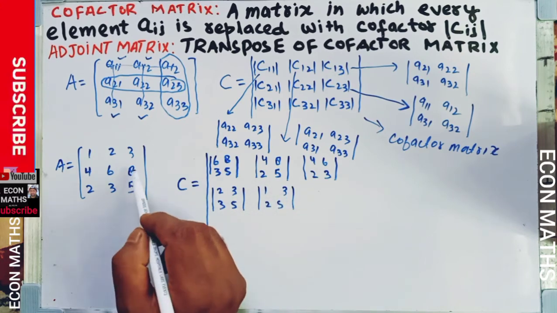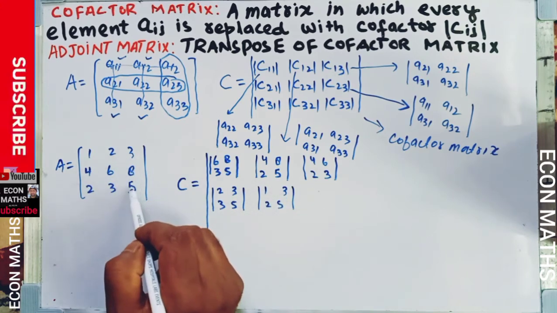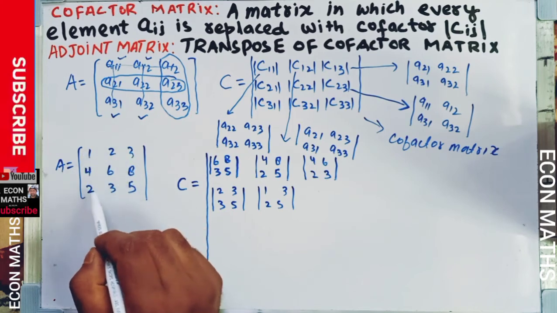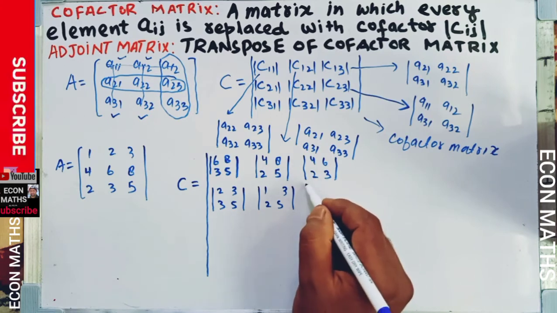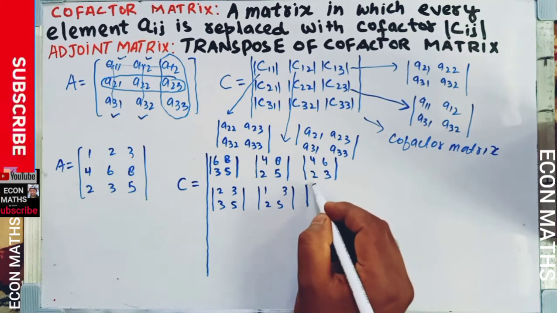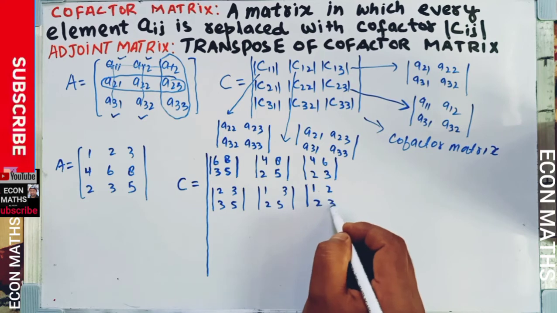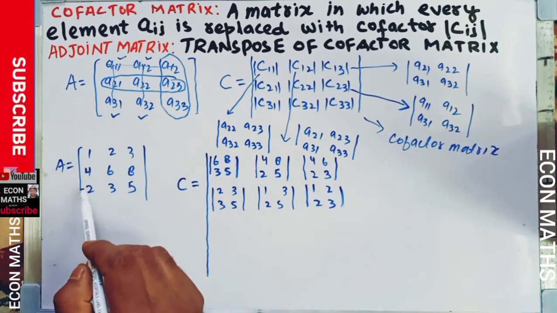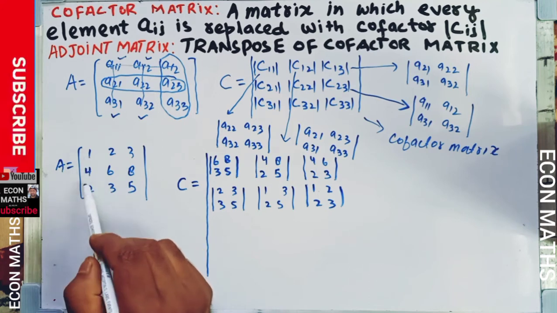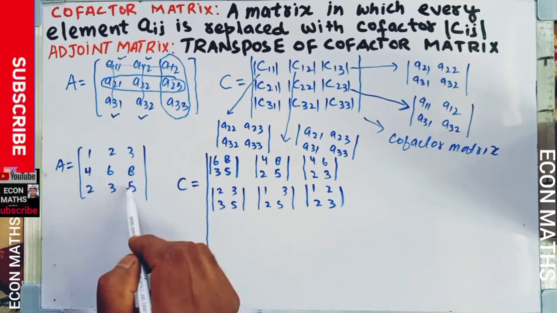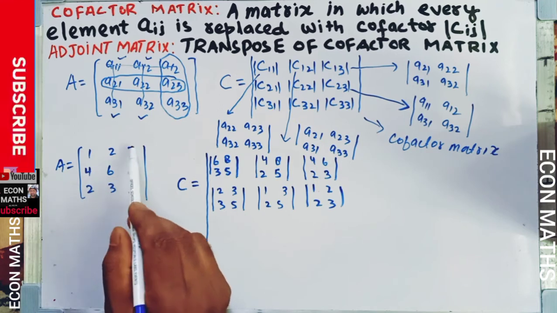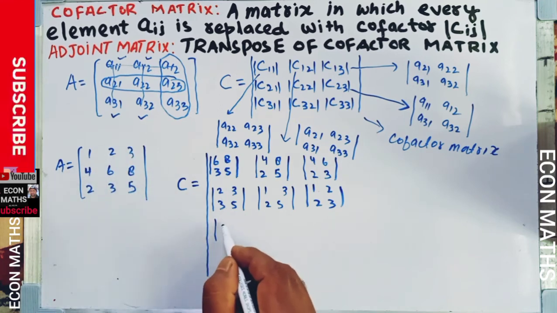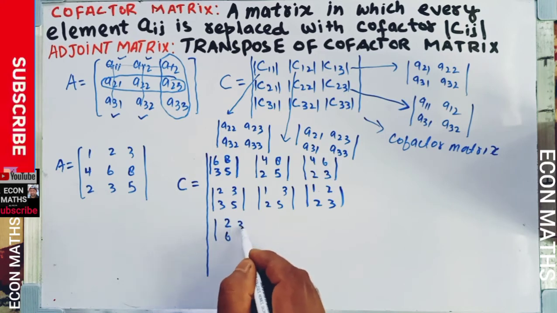Similarly 8 is in this row and this column, that is 1, 2, 2, 3 will be the cofactor. Similarly this 2 appears in the third row and first column, and we mentally delete the row and column in which 2 appears and take the determinant of the remaining elements. Here it is 2, 6, 3, 8. So I will write here 2, 6, 3, 8.